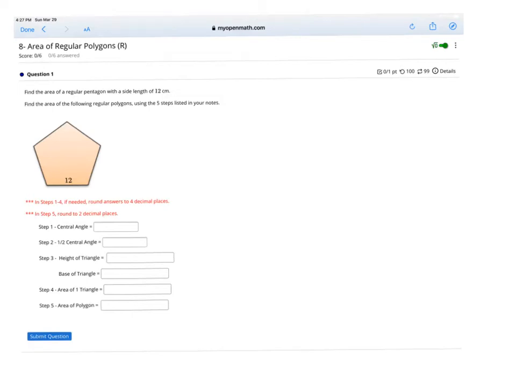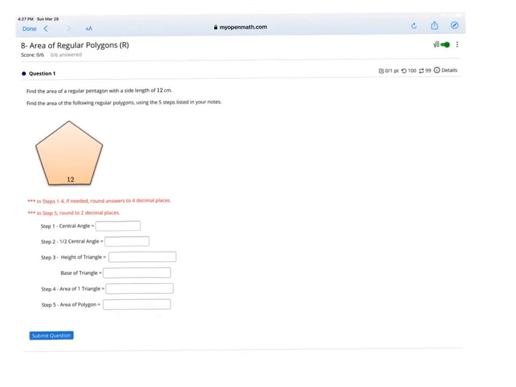Here we're going to try and find the area of a regular polygon. In this case, it is going to be a pentagon. Remember, the idea behind this is that we want to divide the pentagon into congruent triangles, find the area of one of those triangles, and once I do that, I can just multiply it by the number of sides, and that will give me the area of the entire polygon.